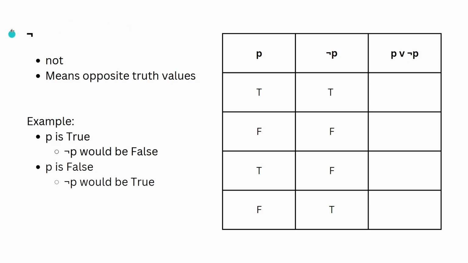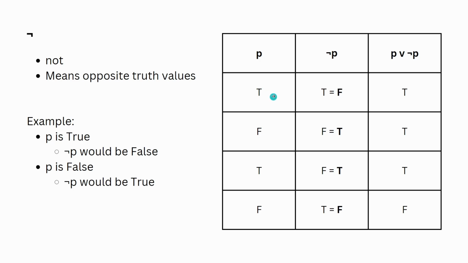Next we have this symbol. It means not, which means the opposite truth value. So if P is true, not P will be false. If P is false, not P will be true. So in this table, we have not P and truth values that have not been converted yet. We will need to convert that, meaning true will become false, false will become true, false will become true, true will become false. And with that, we can now solve the disjunction of P and not P.